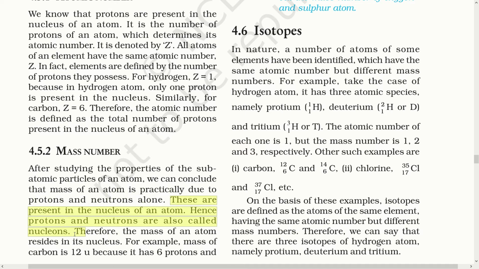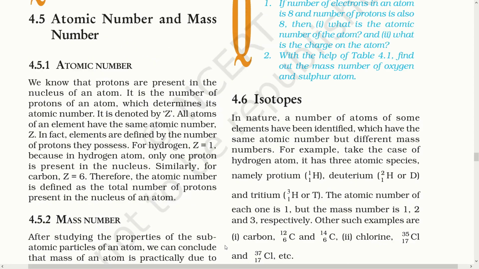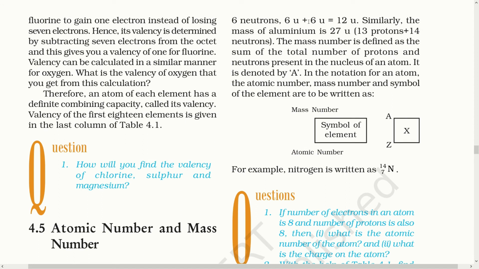These are present in the nucleus of an atom. Hence, protons and neutrons are called nucleons. Therefore, the mass of an atom resides in its nucleus. For example, the mass of carbon is 12 u because it has 6 protons and 6 neutrons. So, 6 protons and 6 neutrons will make it 12 atomic mass. Similarly, the mass of aluminium is 27 u, 13 protons and 14 neutrons. The mass number is defined as the sum total of the number of protons and neutrons present in the nucleus of an atom. It is denoted by A.